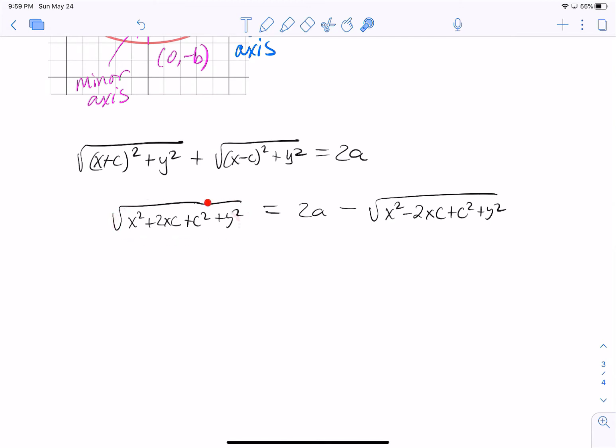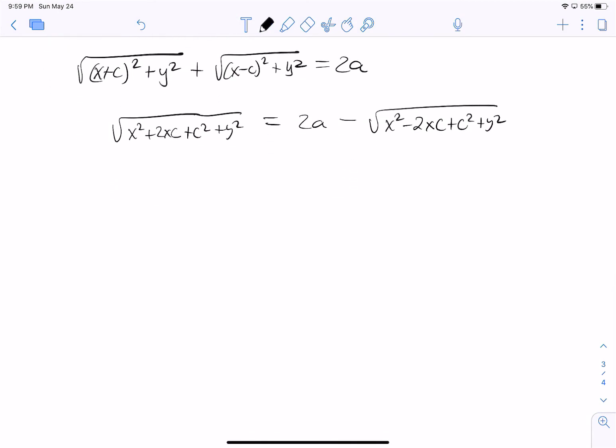Now I want to get rid of the radical, and so I'm going to square both sides. Yep, that's right. We're going to have to FOIL on the right-hand side. I'll take us through this quickly, though. You can verify the algebra if you would like.